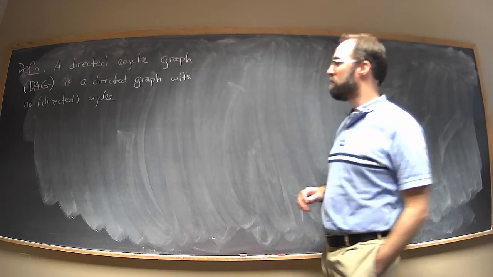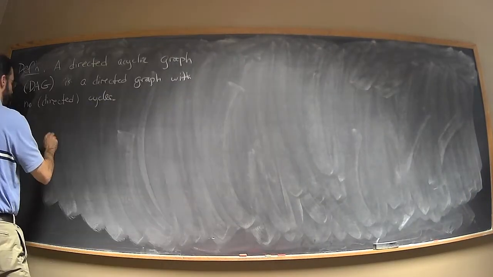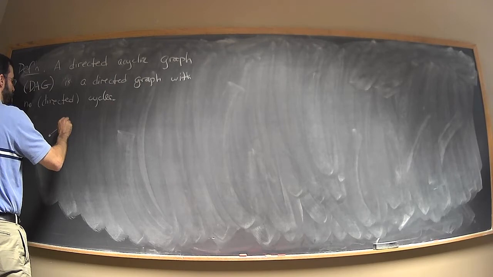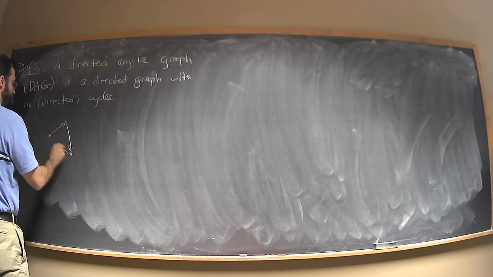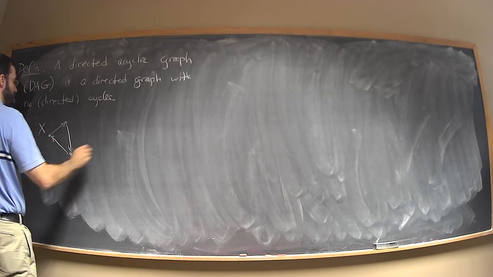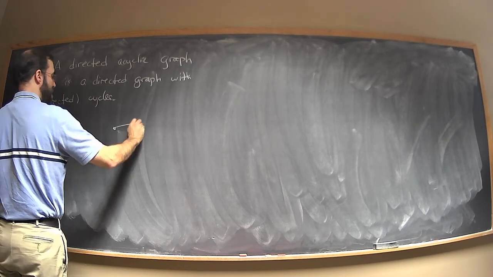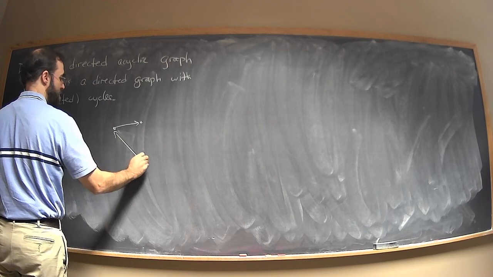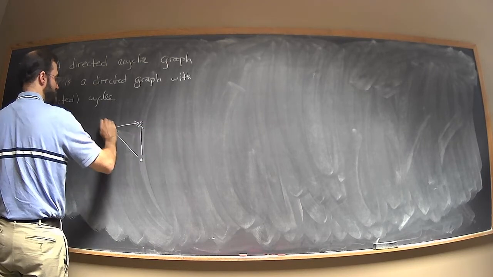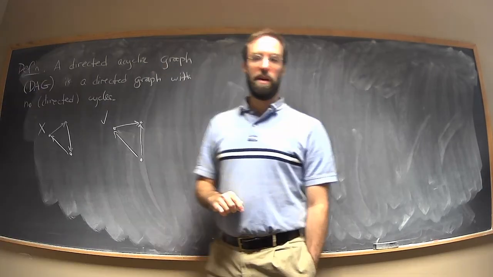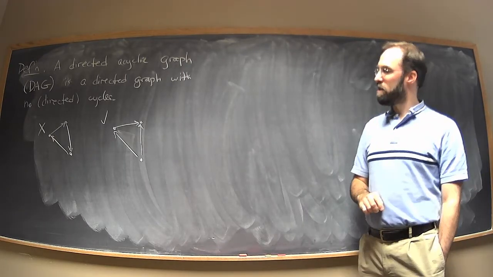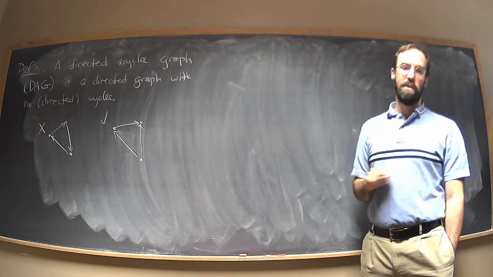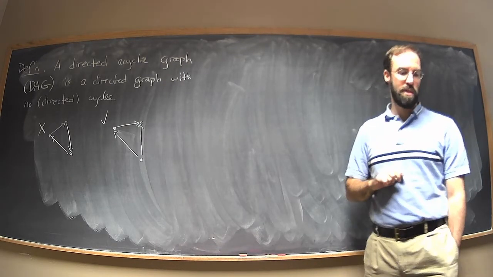So like you can't have this, right? That's no. But if you have something like this, this is still okay, right? It kind of looks like a cycle, but it's not a directed cycle because you can't go all the way around following the edges in the direction that they point.